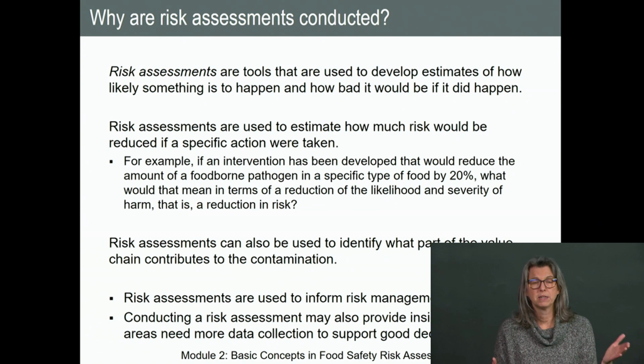So for example, if the contamination is happening at the processing plant, then cleaning up things at the growing stage wouldn't necessarily help reduce that. So it's important to know, when you're making decisions about where to intervene in the value chain, where the right place is, to be able to understand where the contamination is being added to the foods.